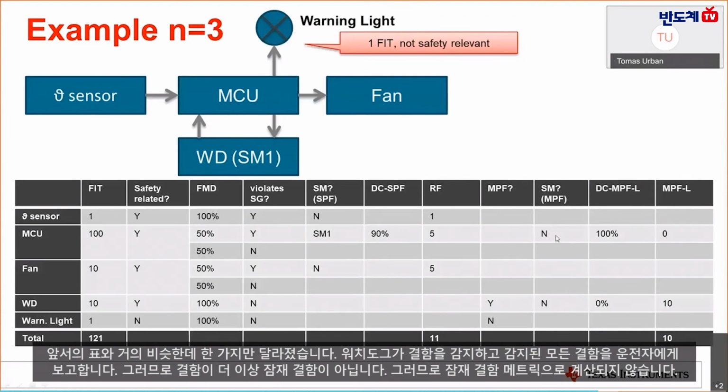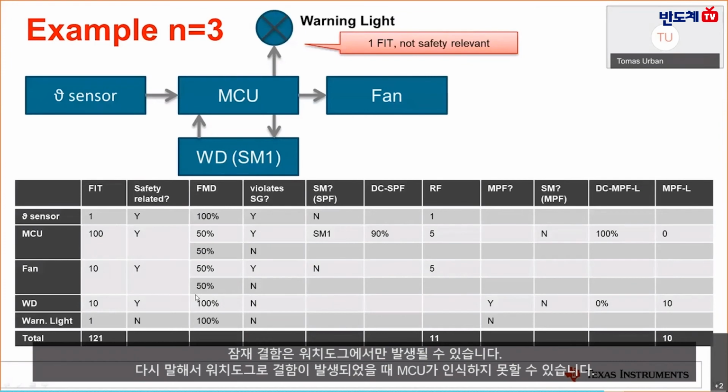When the watchdog detects the failure, all the detected fails are reported to the driver. So the fault is not latent anymore, and we don't calculate this into the latent fault metric. So the latent fault can happen only in the watchdog itself.